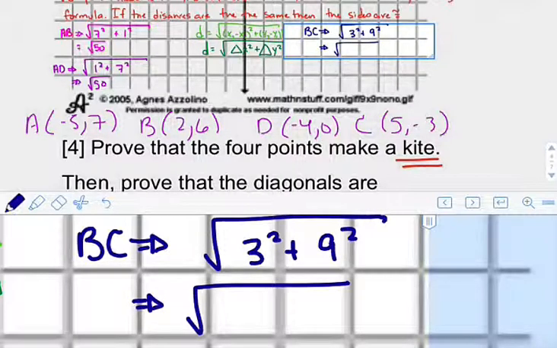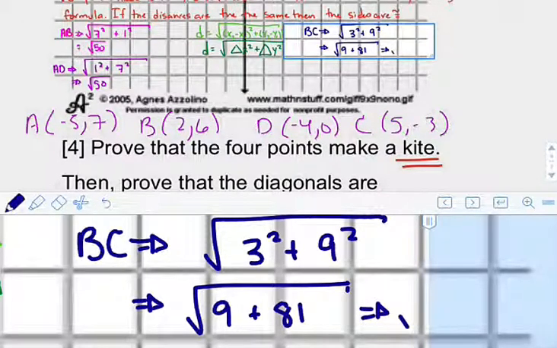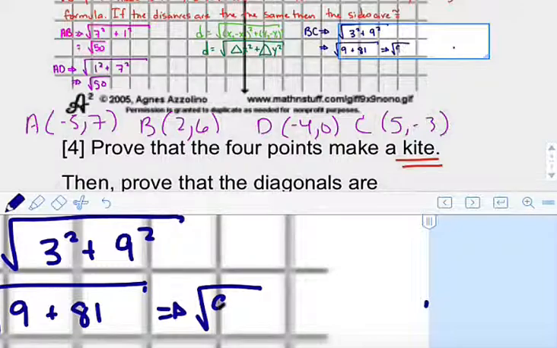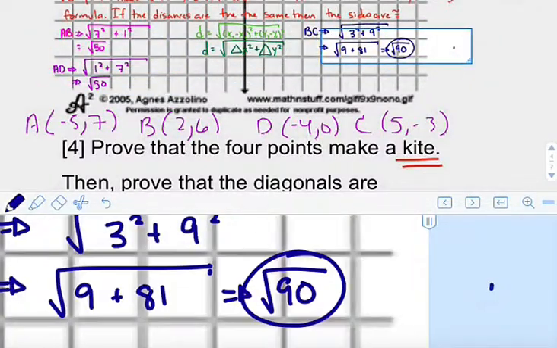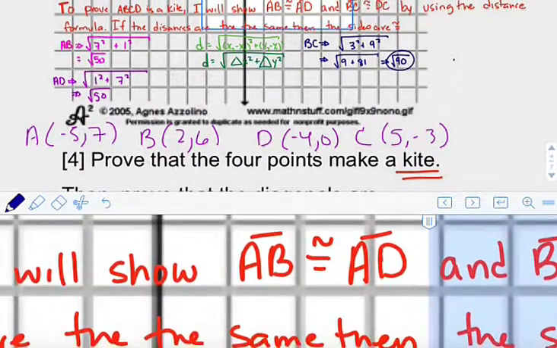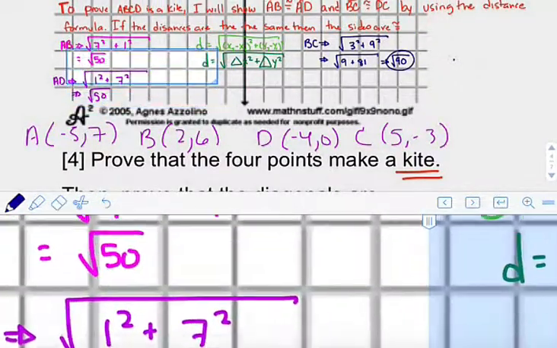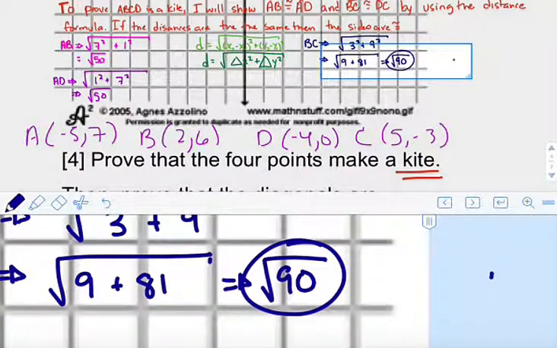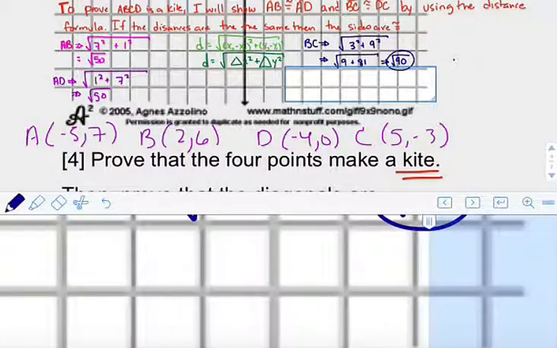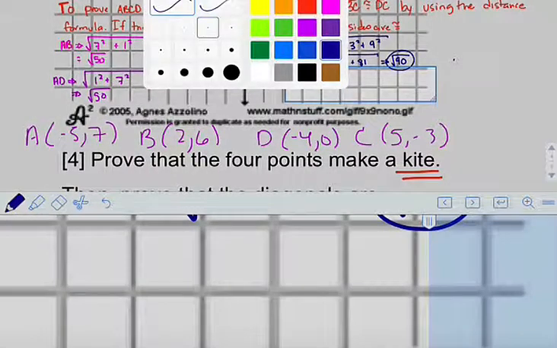So 3 squared makes 9. 9 squared makes 81. And so that will just be the square root of 90. Now, I know it's not the square root of 50, but remember, it didn't have to be. We were showing that AB and AD were congruent, which we did because they're both the square root of 50. And now we're going to find BC and DC are congruent separately. And so far it's working out that they're not going to be all the same, but that's okay. They don't have to be.